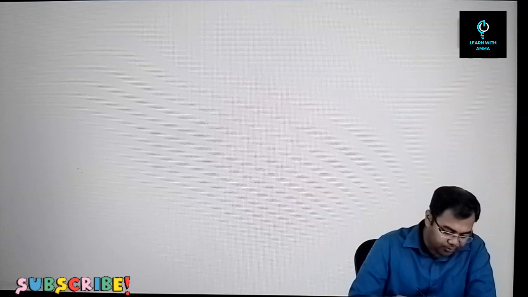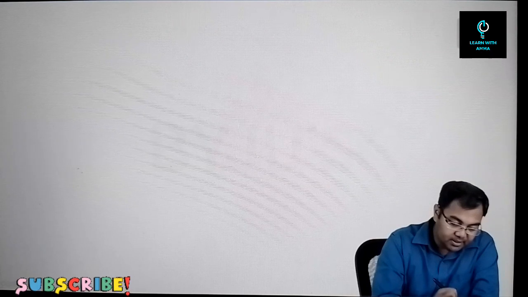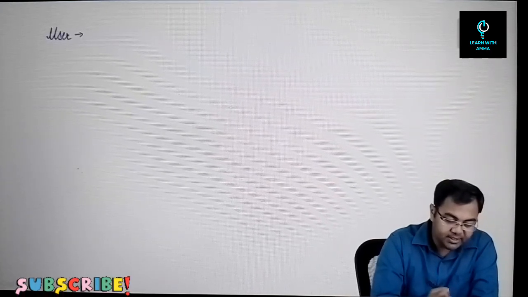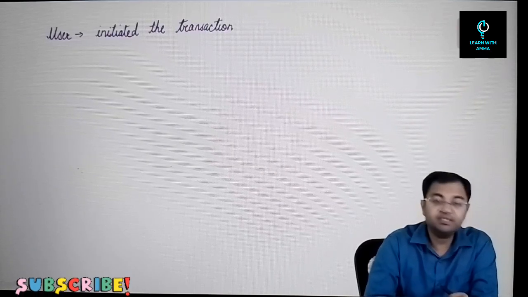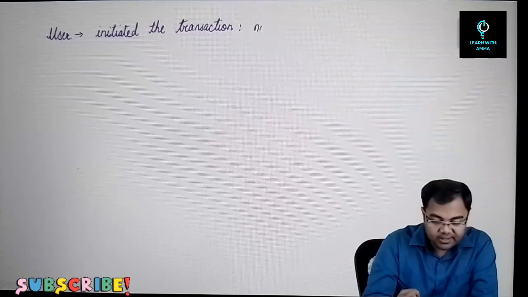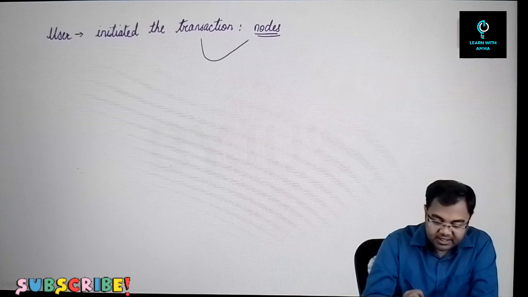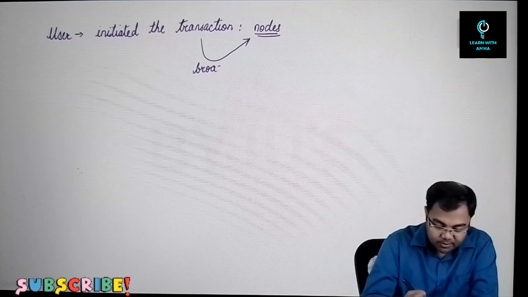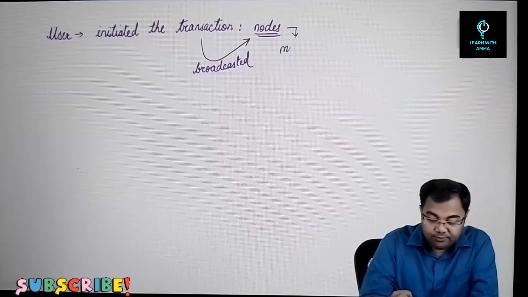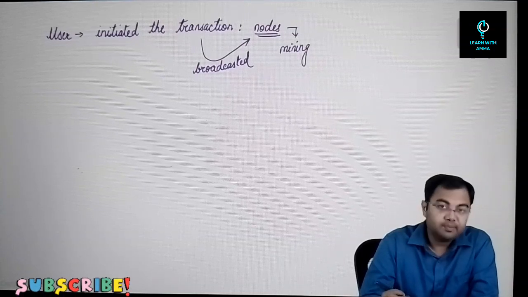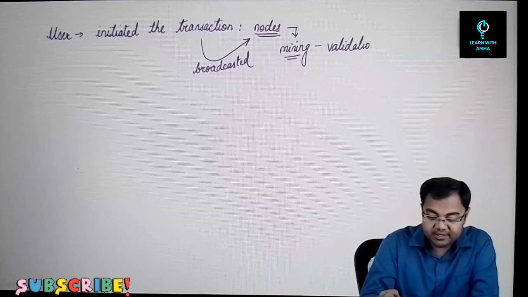Now to understand the meaning of mining and what is the meaning of hash, let's go back to the same example, that there is one user who has initiated the transaction. As soon as the transaction is initiated, all the nodes will be activated. The transaction has been broadcasted to all the nodes. Now these nodes will start mining for the block. This mining is nothing but the validation of the transaction that they have to do.